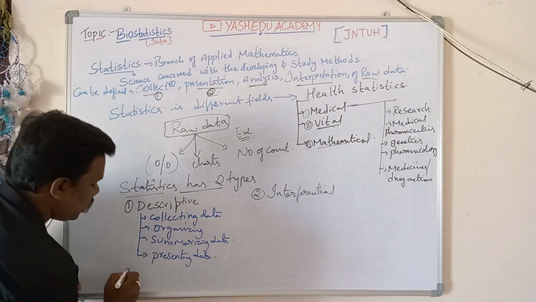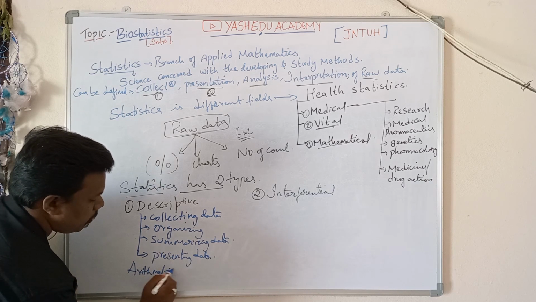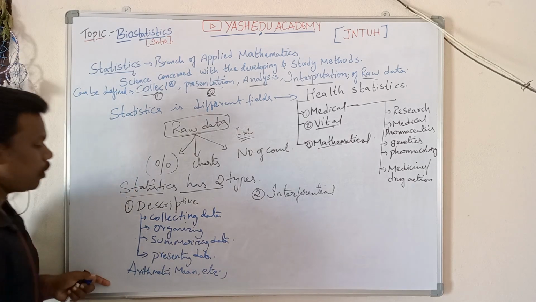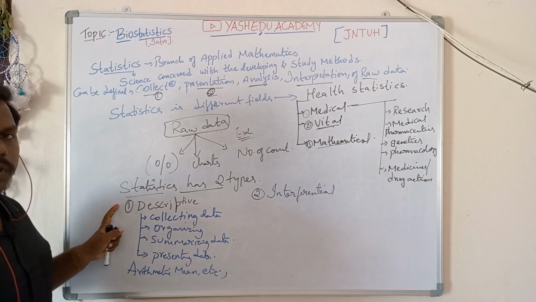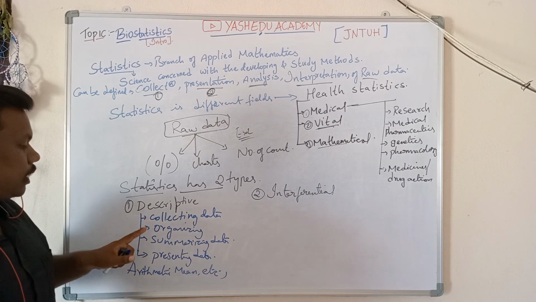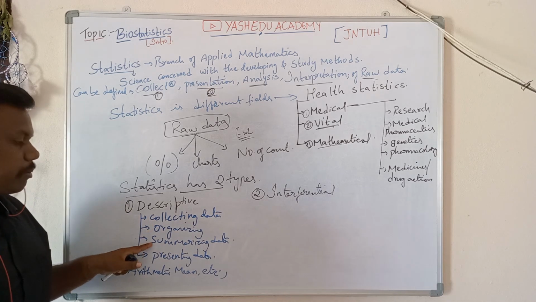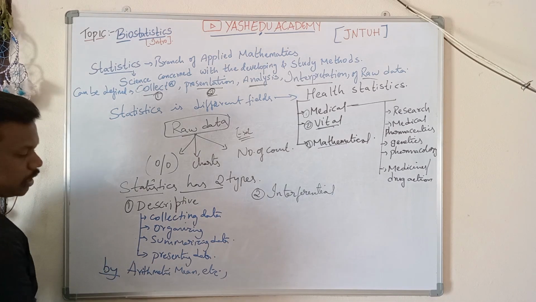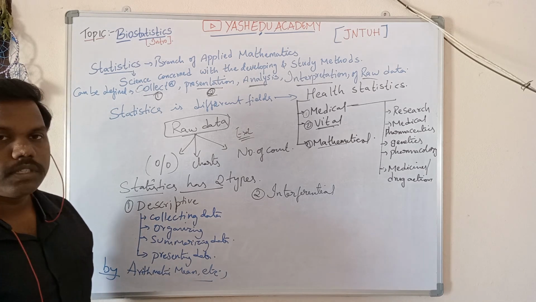It involves the arithmetic mean, etc. calculations. Okay. Statistics has two types. From that, the first one is descriptive. And descriptive works as collecting data, organizing, summarizing data and presenting the data by using the arithmetic mean or other formulas. It means it is the calculation part of the statistics.